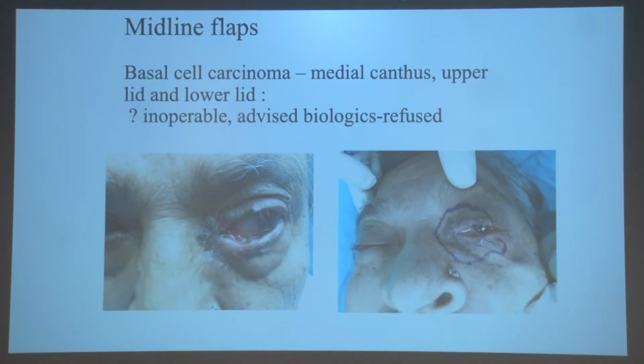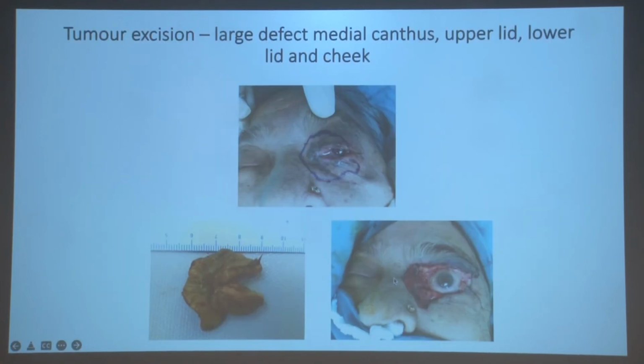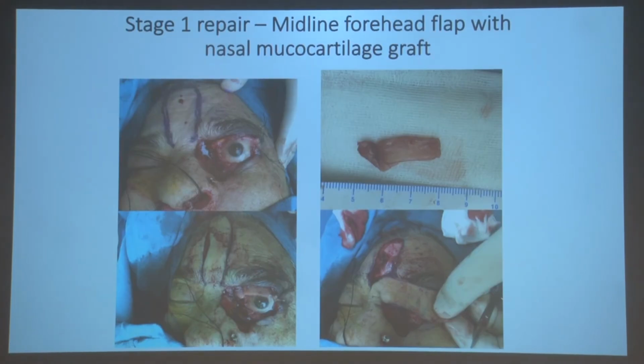do a reconstruction. This was a lady who refused surgery for several years, a rich lady, but then when advised biologics, she thought that surgery at 1.5 lakhs is cheaper than 10 lakhs for biologics. So she underwent a huge reconstruction, which was non-operable, I would say, but we did carry out a midline forehead flap.